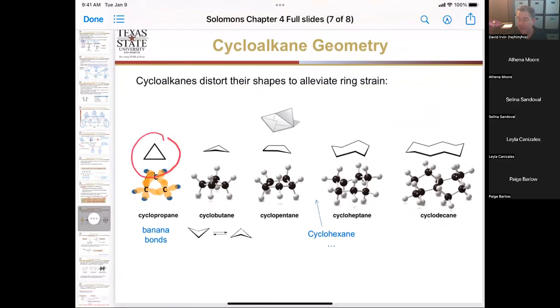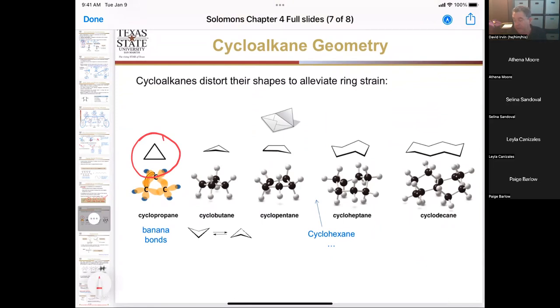Our cyclopropane has to be a flat plane. There's no other way for it to be because its 3 points make a plane. So what we see is that they have very strange bonds. Those are bent. The overlap between the sp3 hybridized orbitals is not really great. And we call those banana bonds, and that's giving us a lot of strain.